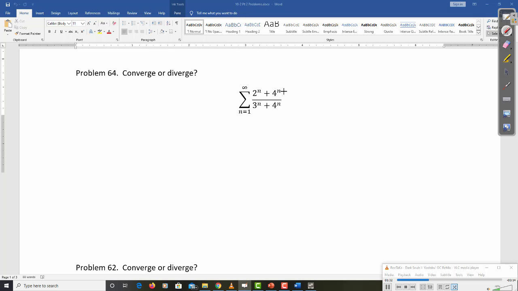I think I'm going to do my trick I did with polynomials on top and bottom and divide by the biggest power on the bottom. That will get me 2 over 4 to the n plus 1 over 3 over 4 to the n plus 1.